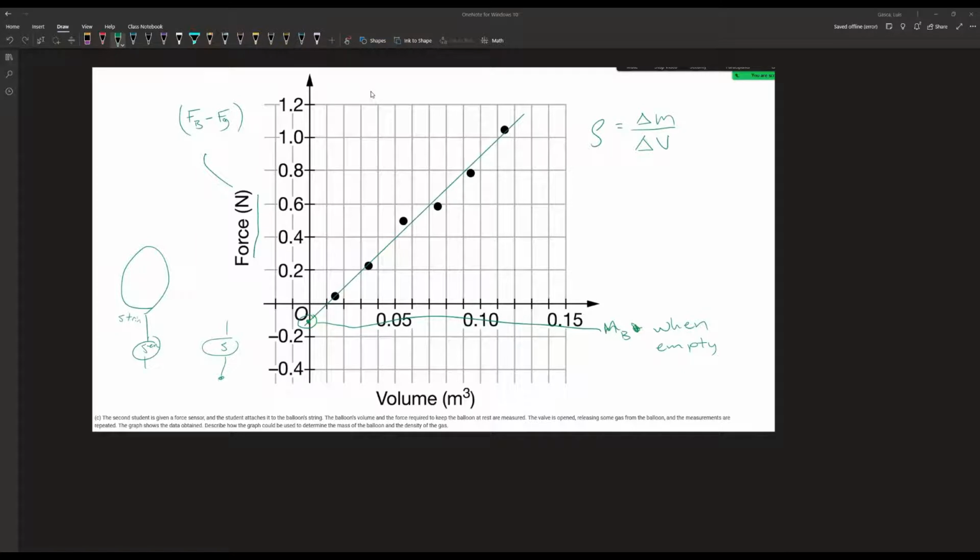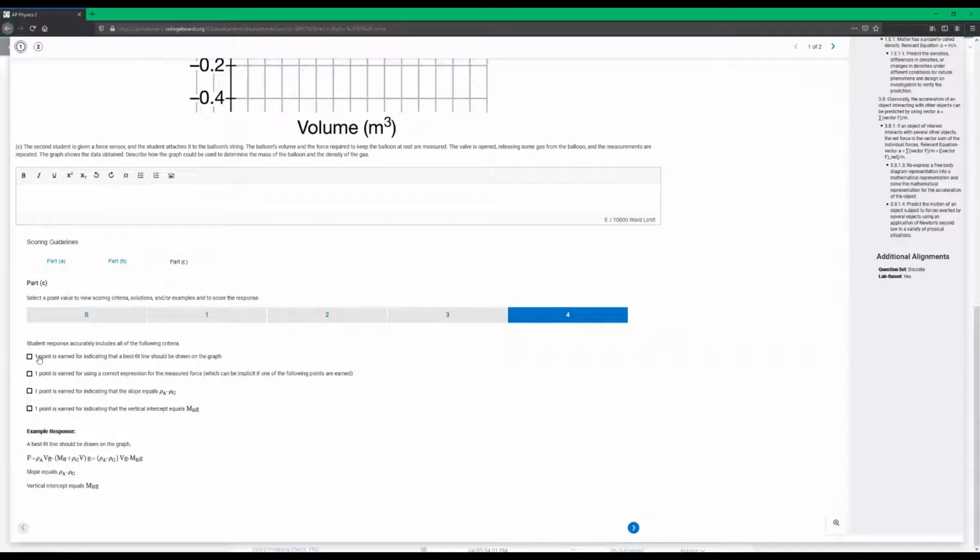Okay. So let's see here. We want to draw a line of best fit. And so we drew a line of best fit. One point is earned for the correct expression for the measured force, which can be implicit if one of the following points is earned.